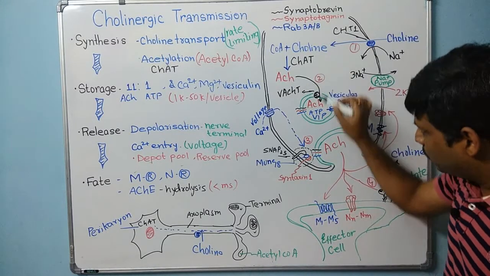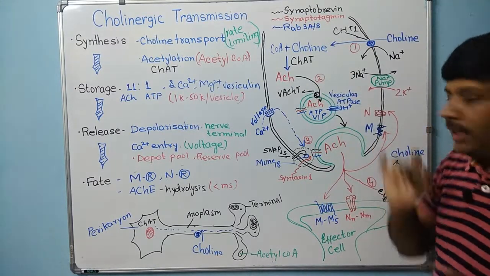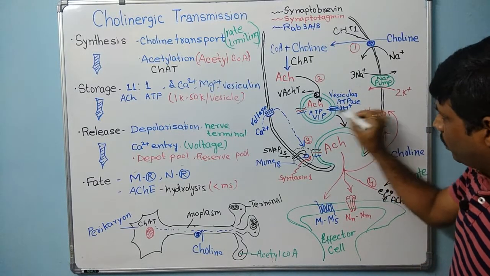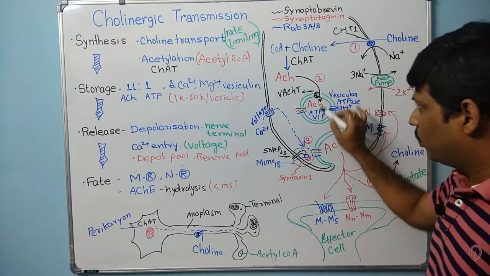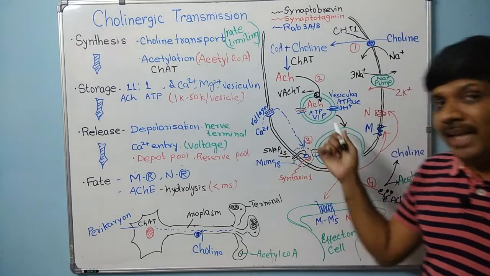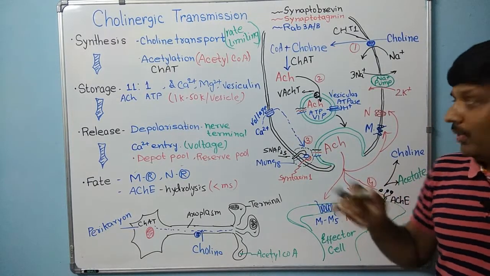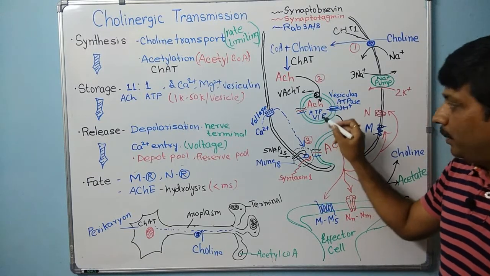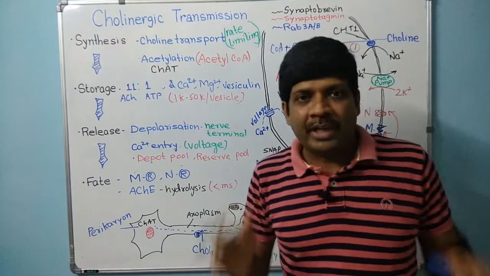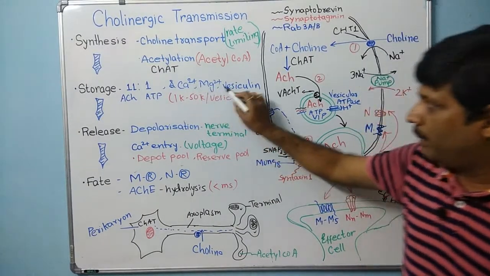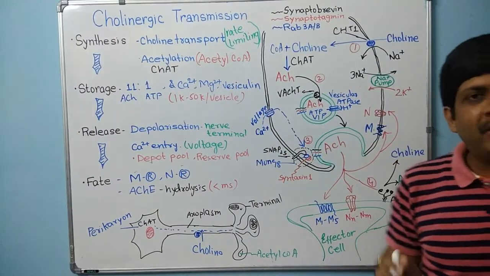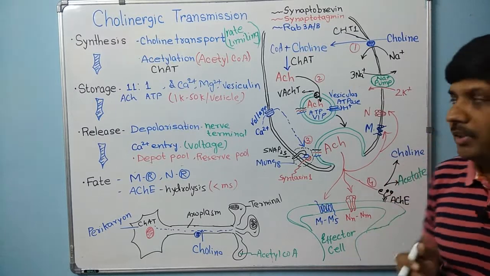This transports acetylcholine inside. In lieu, there is a movement of H plus ion outside, and then acetylcholine gets inside. Now this acetylcholine is stored inside the vesicle along with ATP and VIP. VIP is vasoactive intestinal polypeptide. Along with that, there can be calcium and magnesium and vesiculin. They are termed co-transmitters.